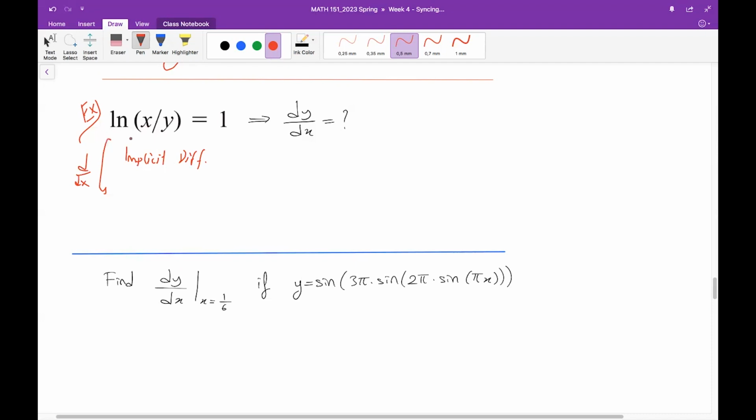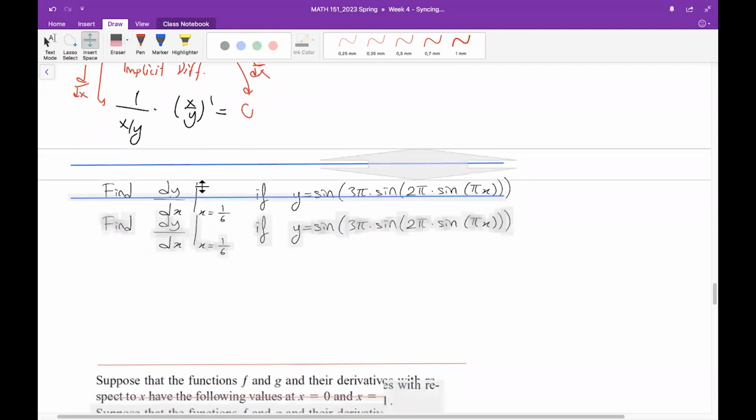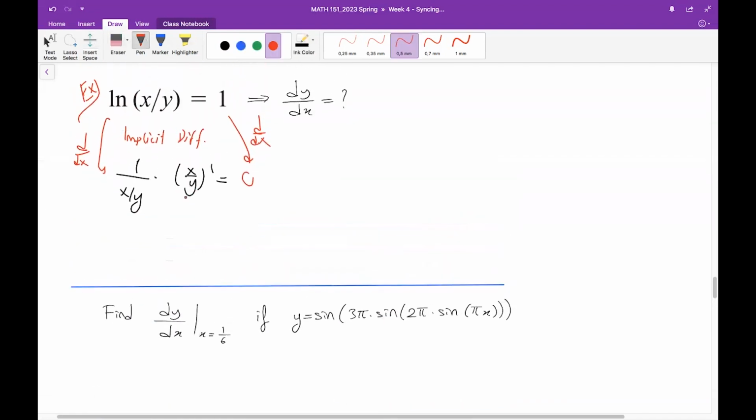Okay, how do you take the derivative of the ln function? It is 1 over whatever you see inside times the derivative of the inside function. And what is the derivative of 1? The derivatives of constant numbers are 0. Okay, let's handle this part. How do you take the derivative of this quotient?